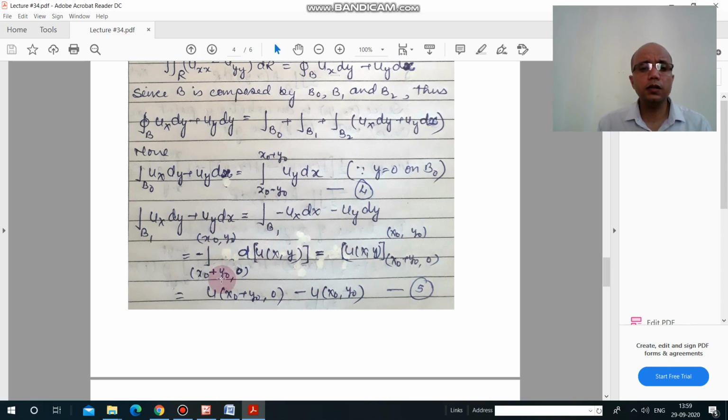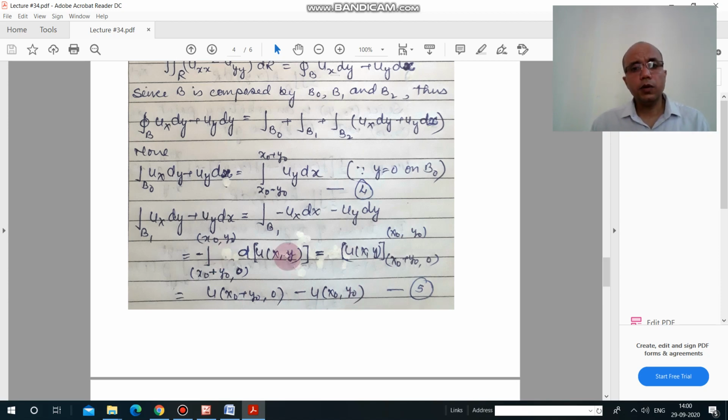Now the limits are not along the x-axis or the y-axis. This is the initial value, basically an ordered pair: first corresponding to x, second corresponding to y. So there is the initial value of u and the upper limit of u. Because this is an integration in terms of u, this is the lower limit of u and this is the upper limit of u. The integration of this is u only. Applying the lower and upper limits, you get u(x0 plus y0, 0) minus u(x0, y0).